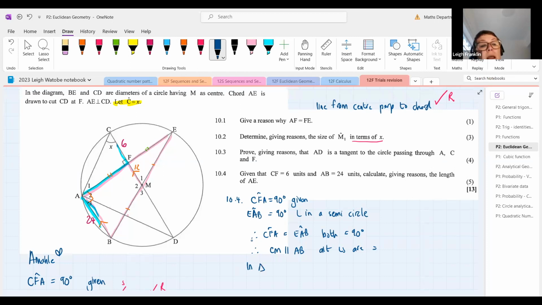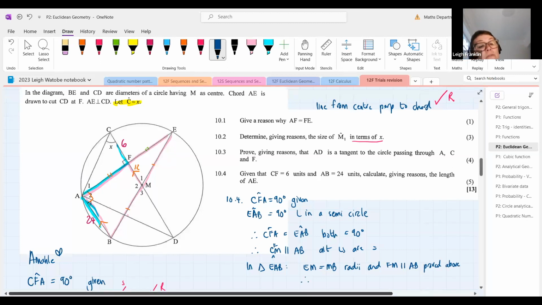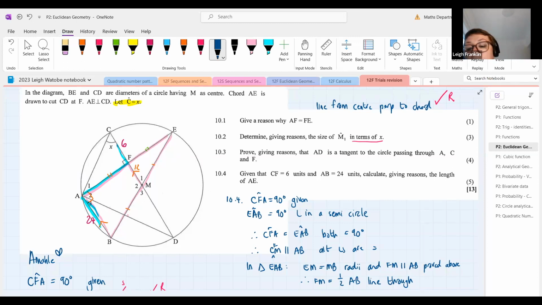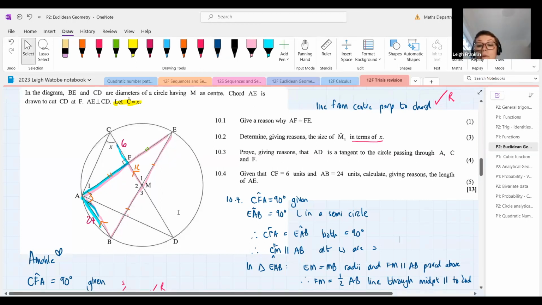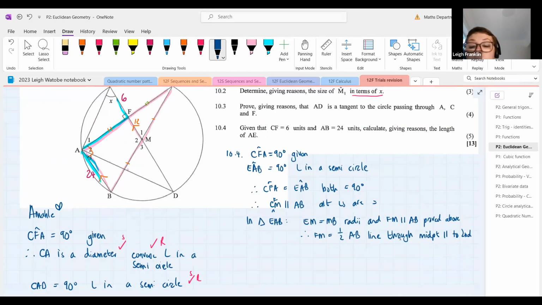Now I'm working in triangle EAB. I've got a midpoint and a pair of parallel lines. So EM equals MB, radii, and FM, so I could call this CFM if I wanted to, and FM parallel to AB, proved above. So therefore FM is equal to half of AB, line through midpoint, parallel to second side.